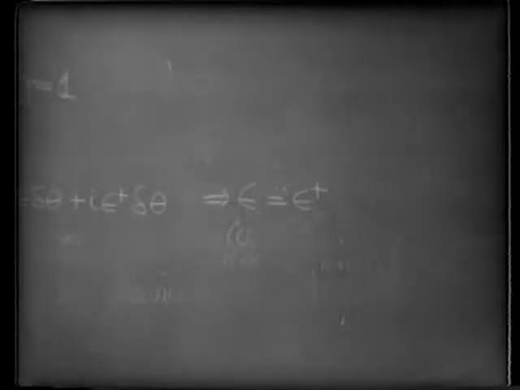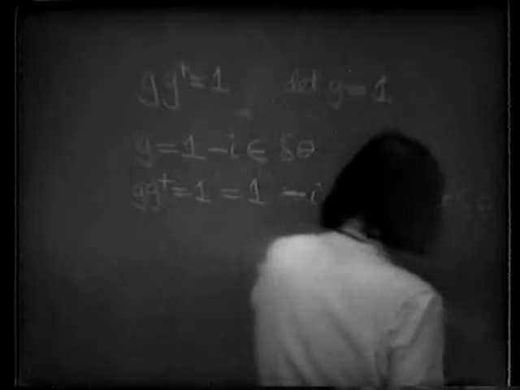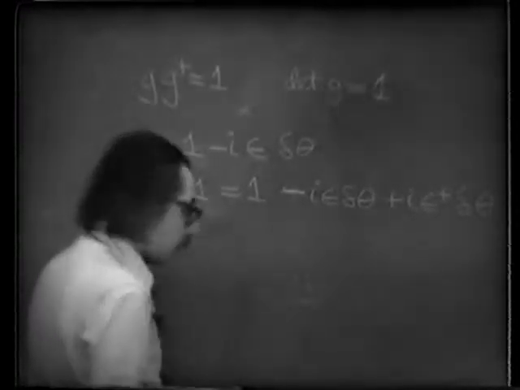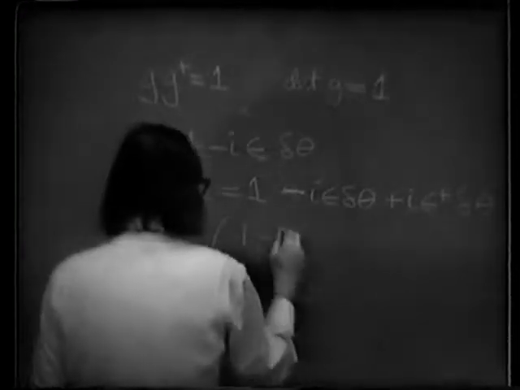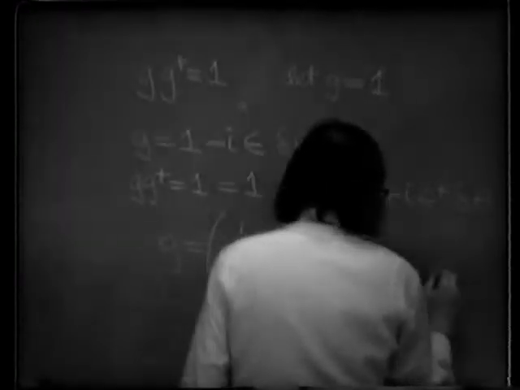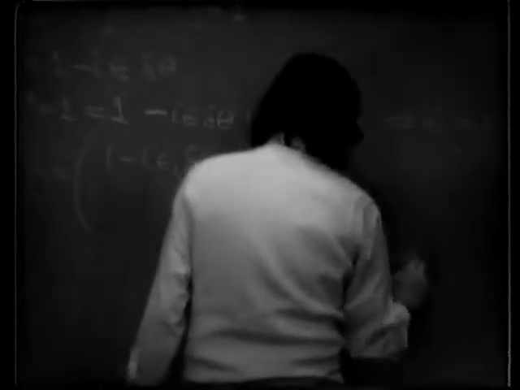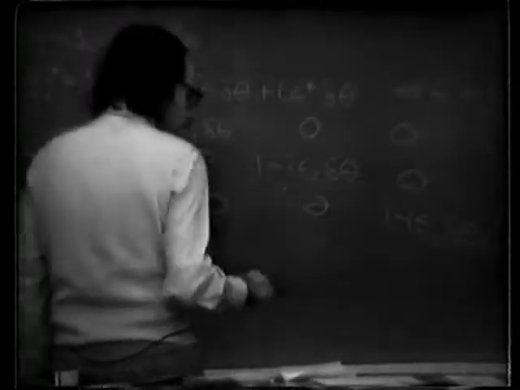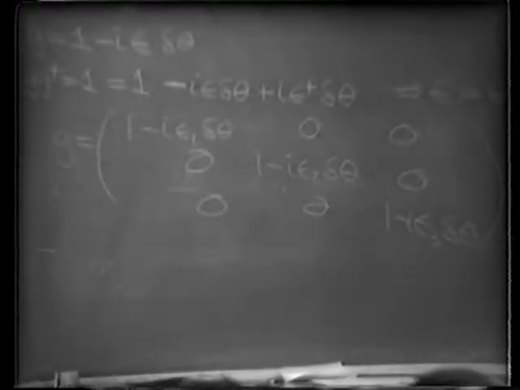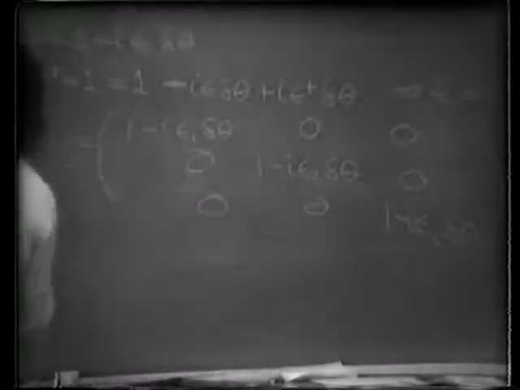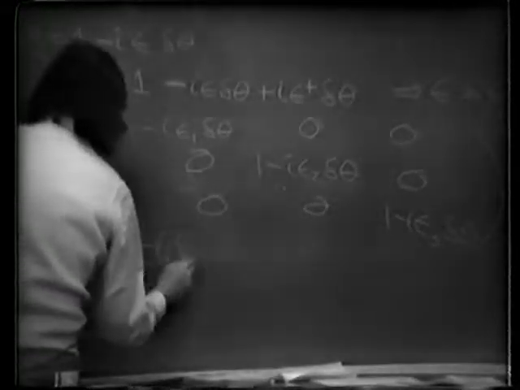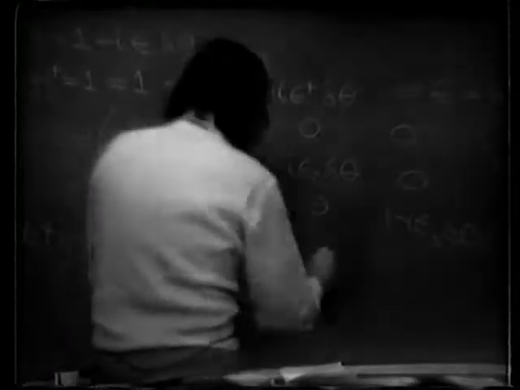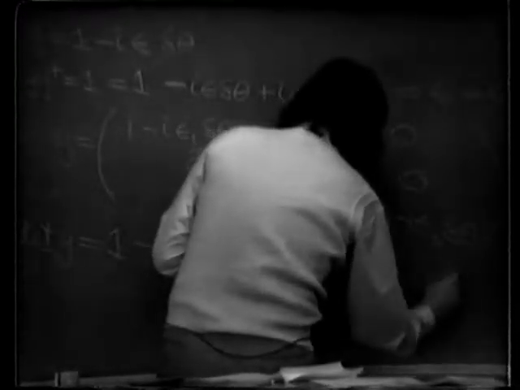We have not looked at the determinant condition. The determinant can be most easily computed if we diagonalize epsilon. In a frame where epsilon is diagonal, G is 1 minus i epsilon 1 delta theta, 1 minus i epsilon 2 delta theta, 1 minus i epsilon 3 delta theta, with zeros everywhere else. This is an easy matrix to compute the determinant of. You just have the product of the diagonals, and you ignore the terms of order delta theta squared. So determinant G equals 1 minus i delta theta, epsilon 1 plus epsilon 2 plus epsilon 3, or 1 minus i delta theta trace epsilon.